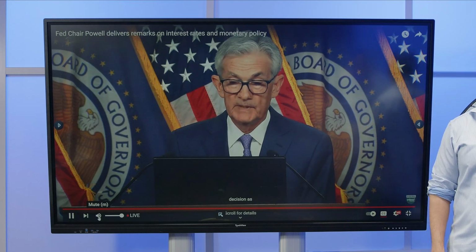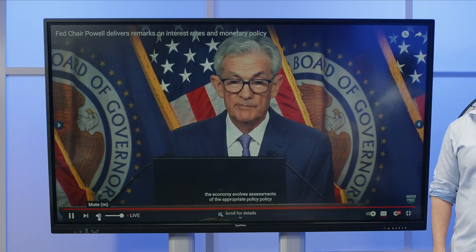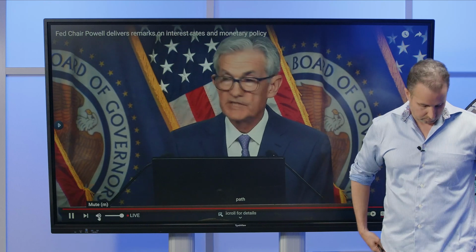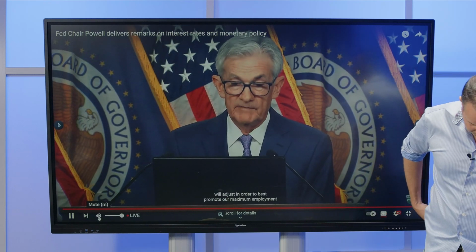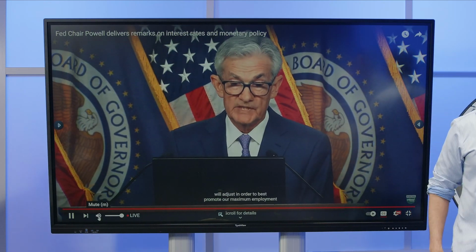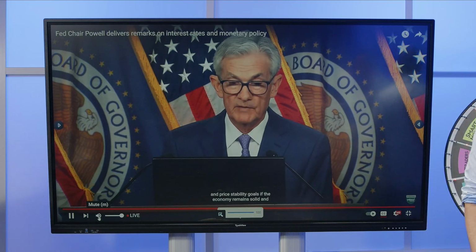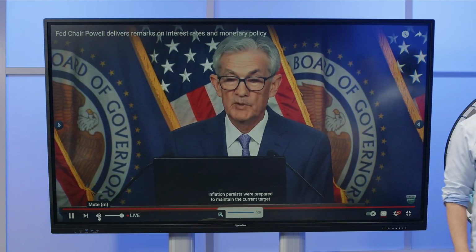As the economy evolves, assessments of the appropriate policy path will adjust in order to best promote our maximum employment and price stability goals. If the economy remains solid and inflation persists, we're prepared to maintain the current target range for the federal funds rate as long as appropriate.